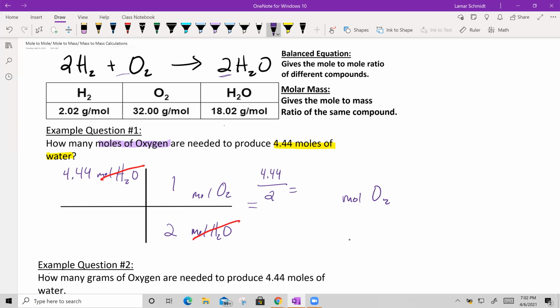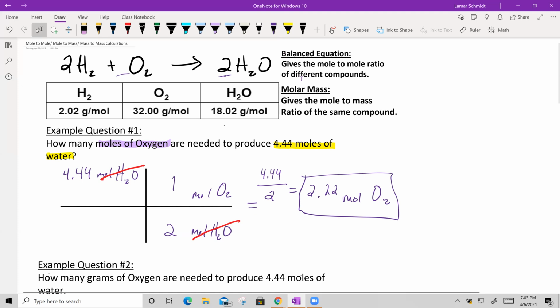And so 4.44 divided by 2, if you say 4 divided by 2, that is 2. 4 divided by 2 is 2, and 4 divided by 2 is 2. So our answer is 2.22 moles. Let me make that 2 look a little better. 2.22 moles of oxygen. Okay, so a pretty easy activity there, right? Pretty easy conversion.